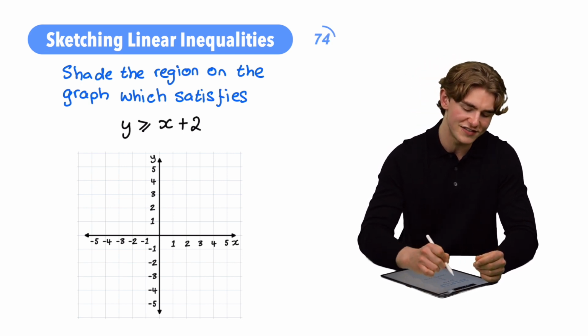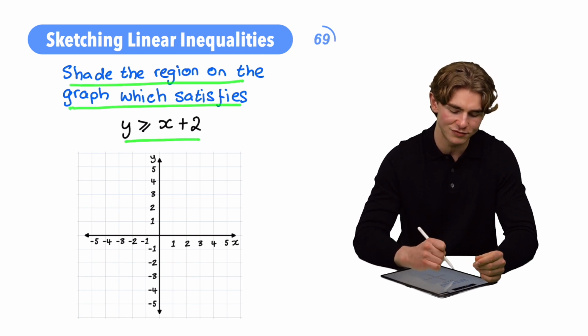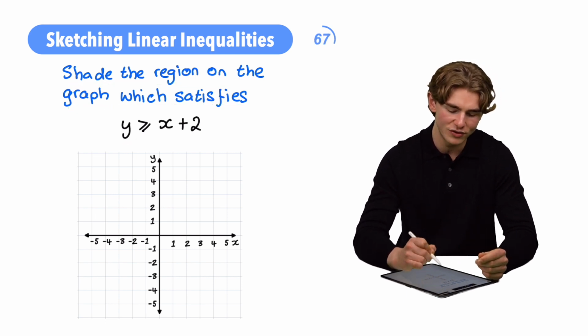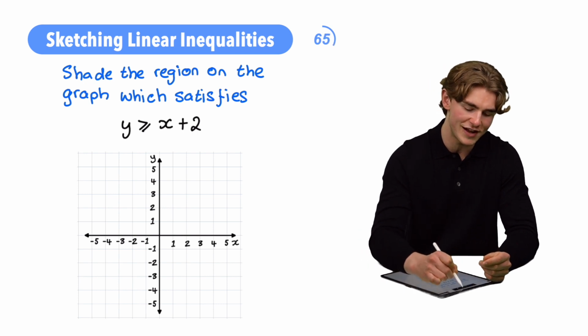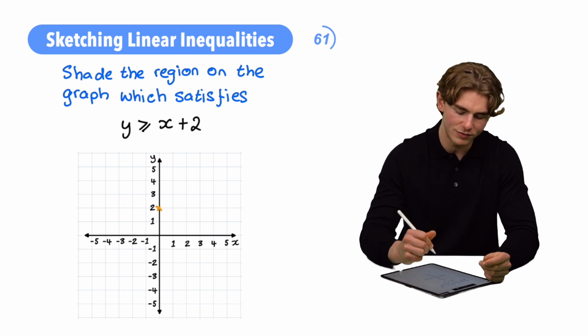Let's have a look. The question says, shade the region of the graph which satisfies y is greater than or equal to x plus 2. First of all, sketching y equals x plus 2, what's it going to be? We have a y-intercept here, the number on the end of 2, so we can plot that point on. We have y-intercept of 2 there.